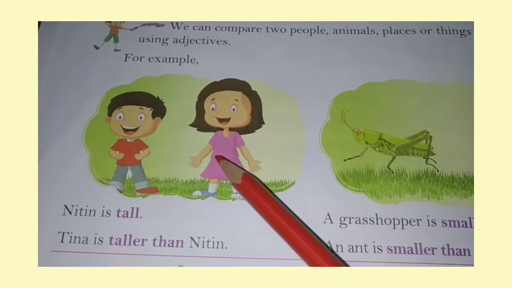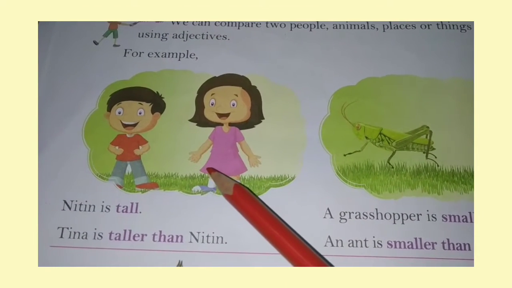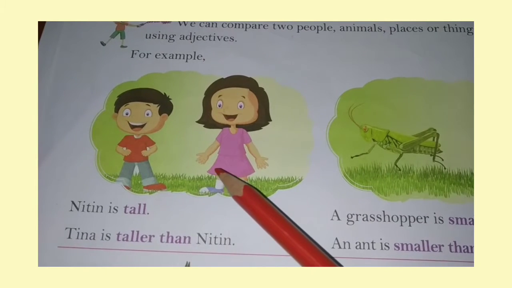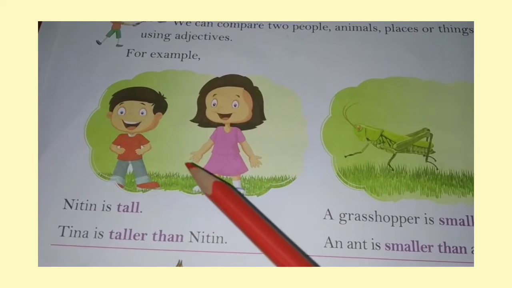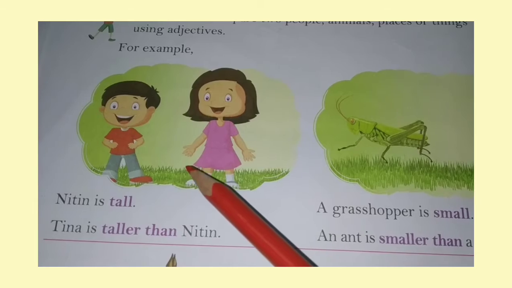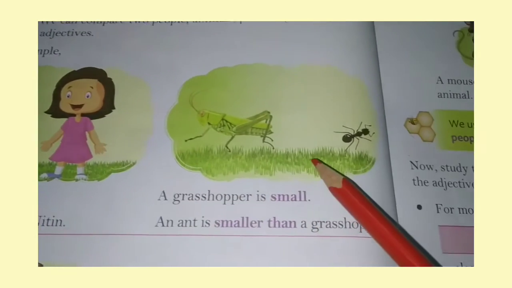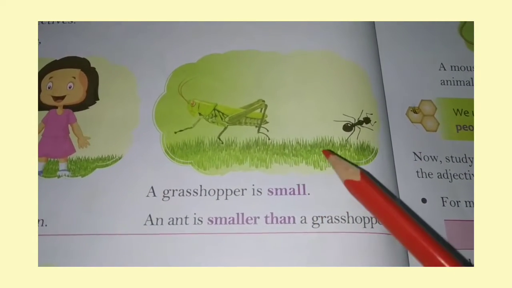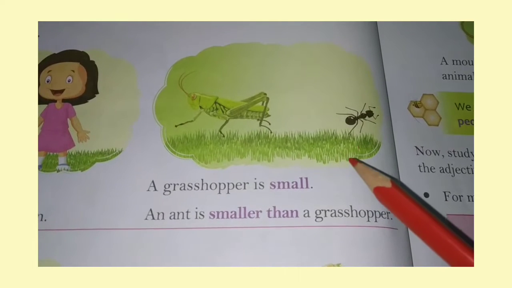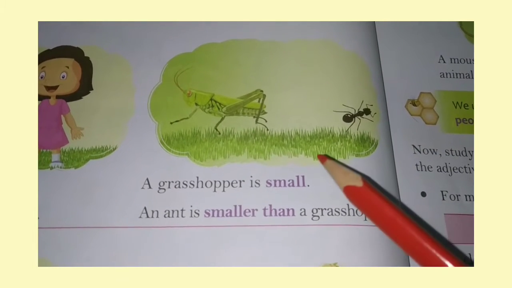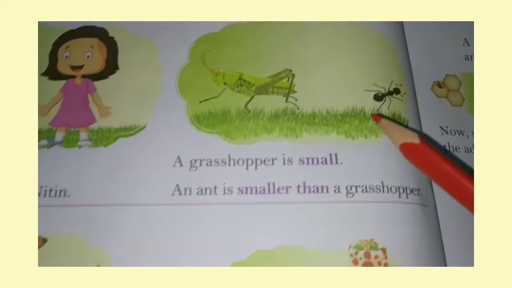Look at the first picture. Nidhin is tall, Tina is taller than Nidhin. So who is tall here? Nidhin is tall, but Tina is taller than Nidhin. Second picture. A grasshopper is small, an ant is smaller than a grasshopper. So who is smaller here? Ant is smaller than grasshopper.